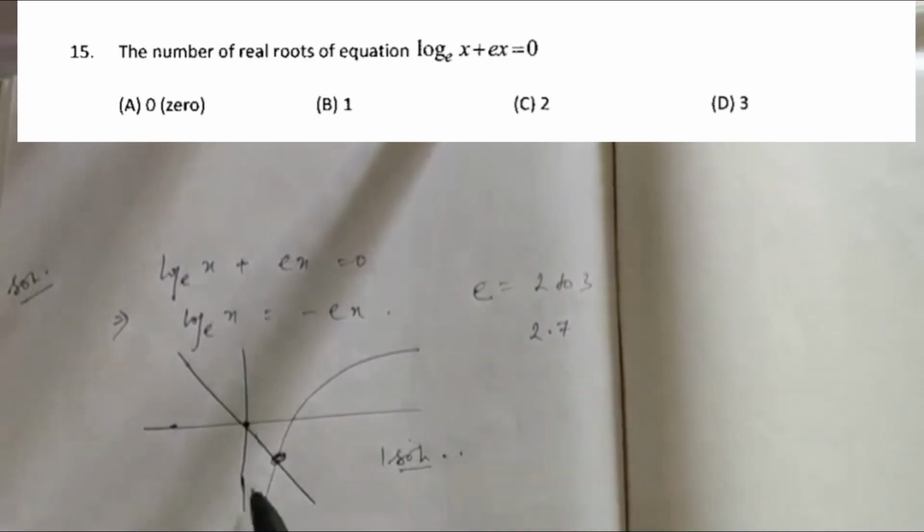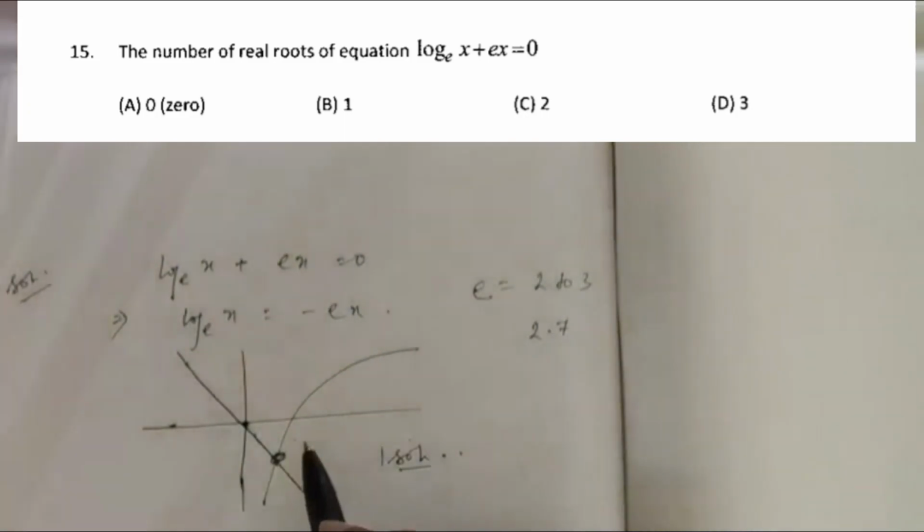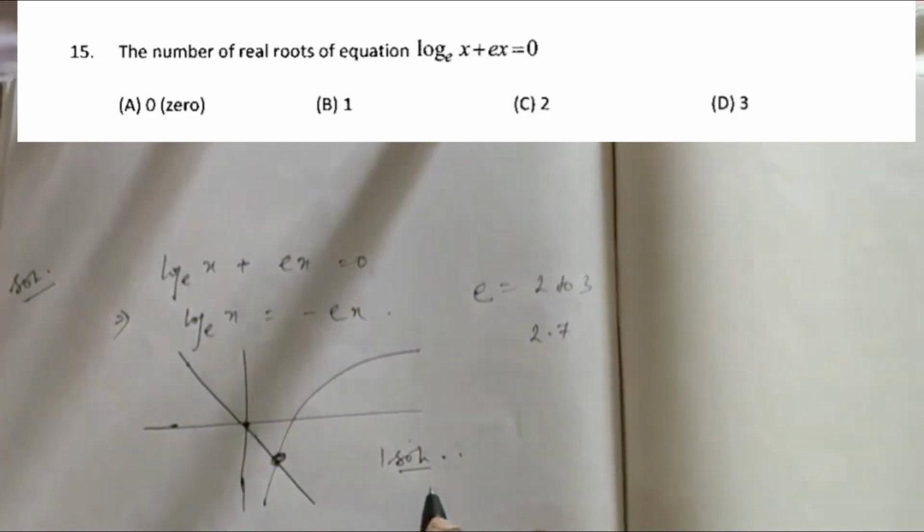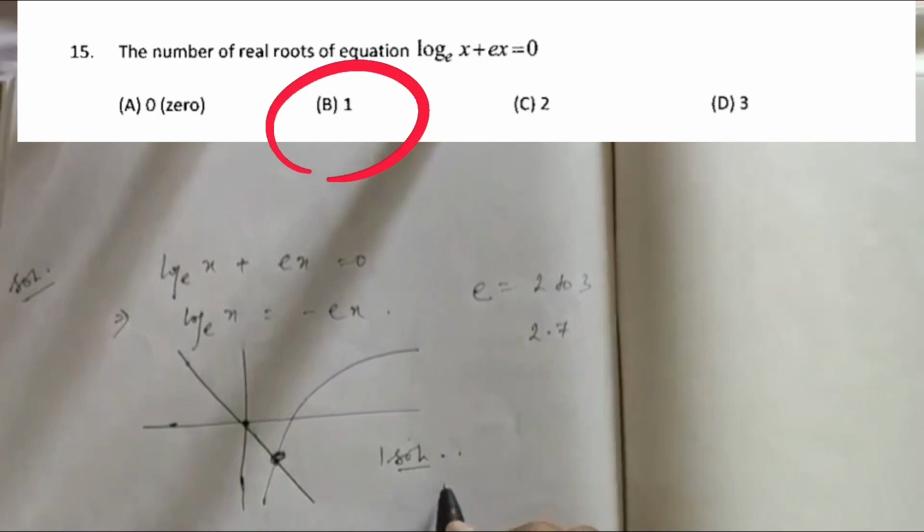Therefore, one solution, one intersection point. The number of intersection points of the two graphs is equal to the number of solutions. So the answer will be option B. Only one solution. That was question number 15. So let's move on to question number 16 now.